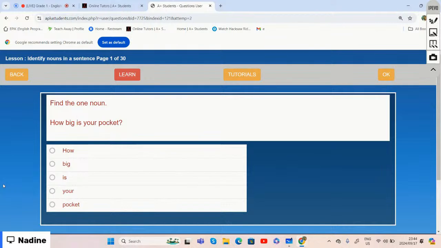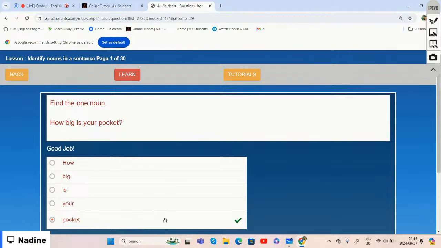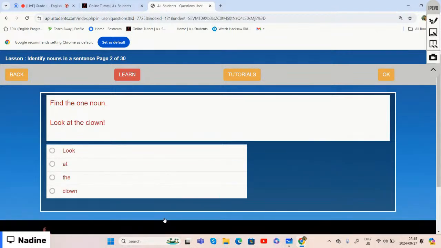And if we were to identify our noun within the sentence, how big is your pocket, then we will select option 5, which is pocket. Yes, well done. Option 5 is correct. Let's look at the last one. It says, look at the clown. Is it option 1, look? Option 2, at? Option 3, the? Or option 4, clown?